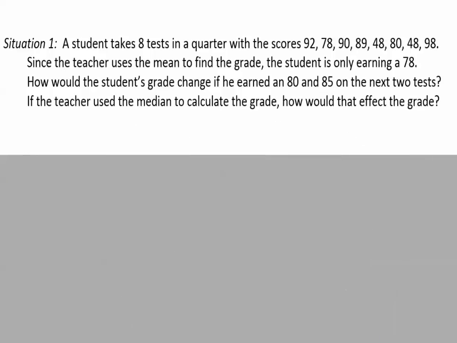Let's begin by looking at a situation. A student takes 8 tests in a quarter with the scores as follows. Since the teacher uses the mean to find the grade, the student is only earning a 78. How would the student's grade change if he earned an 80 and an 85 on the next 2 tests? If the teacher used the median to calculate the grade, how would that affect the grade?